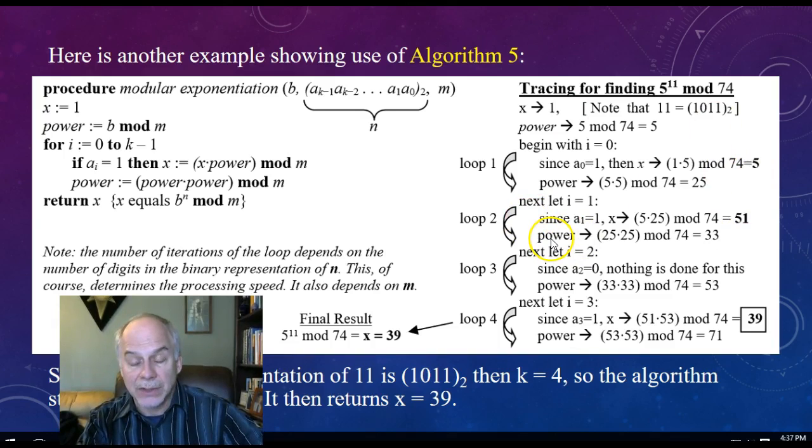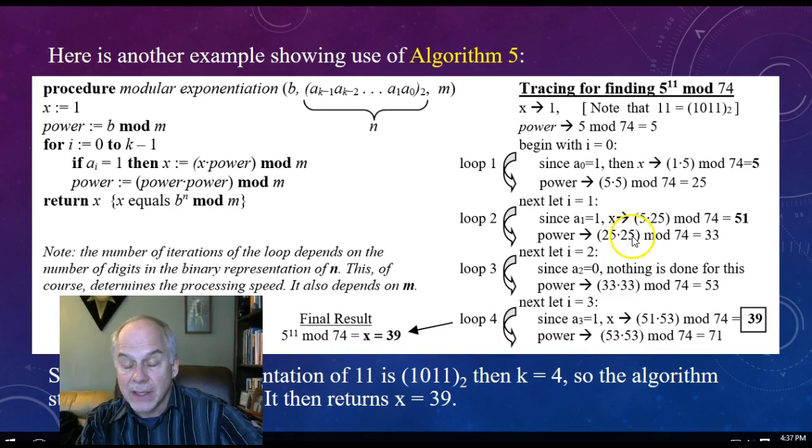And then it changes the power to 25 times 25 using this second command inside the loop. So 25 times 25 is 625, and the remainder when you divide 625 by 74 is 33. So 51 and 33 are now the new values for x and for the power.